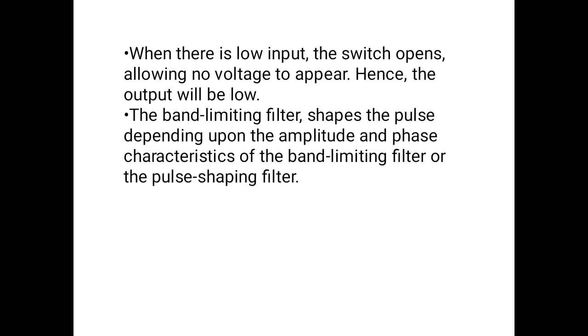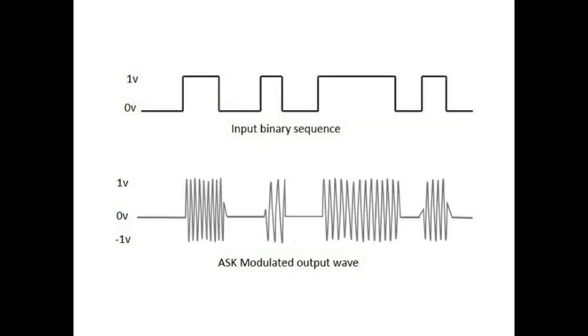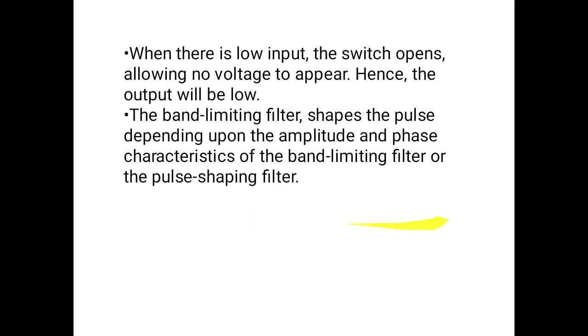The band limiting filter shapes the pulse depending upon the amplitude and phase characteristics of the filter, the pulse shaping filter. Now here you can see, the first signal represents the binary signal. If you observe, the down line is 0 volts and this line is 1 volt. Now, the ASK modulated wave shifts between plus 1 volt and minus 1 volt, where 0 volts is the average line or the minimum value.